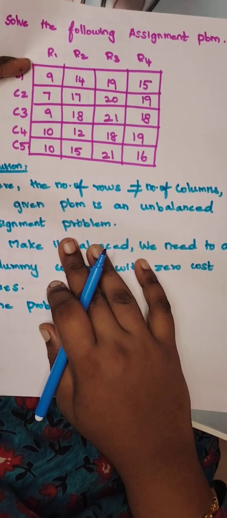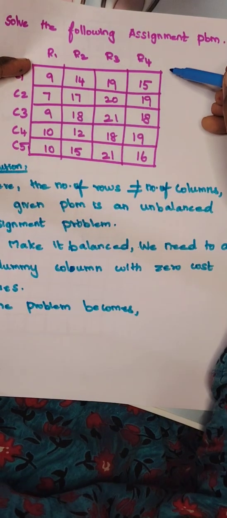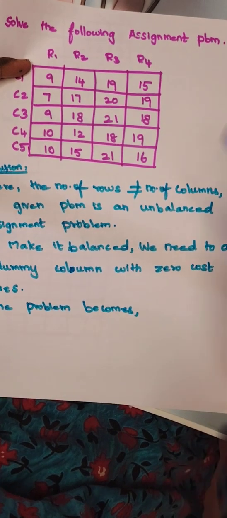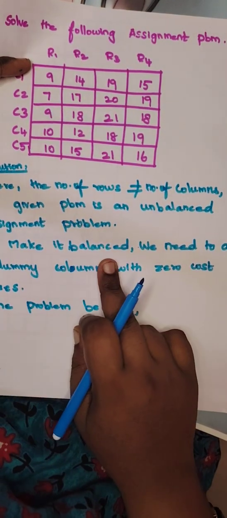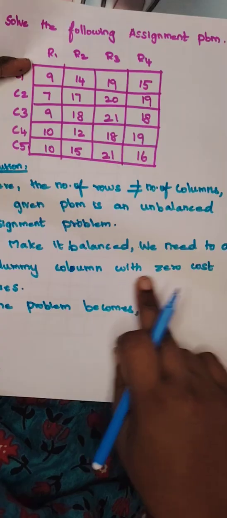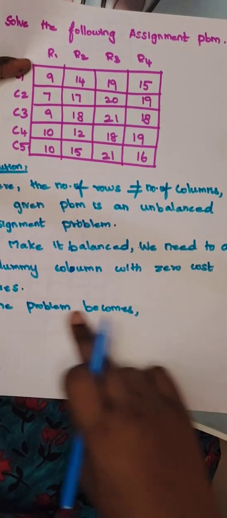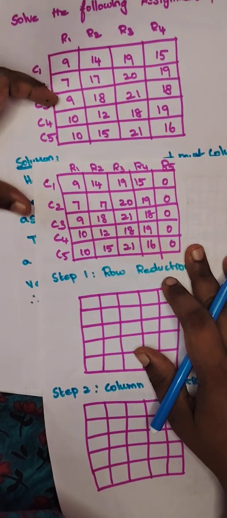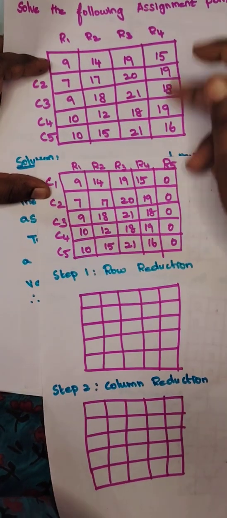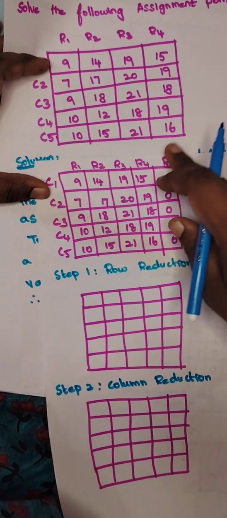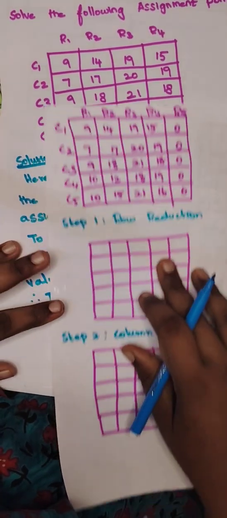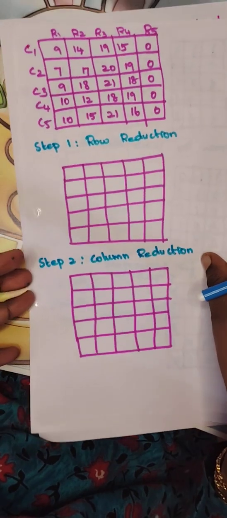So to make it balanced, what we need to do is add a dummy column with a cost matrix. To make it balanced, we need to add a dummy column with 0 cost value. Hence the problem will become like this. In this problem, I have added a dummy column with 0 values. Next I'll go for row reduction, the same thing which we used to follow before.